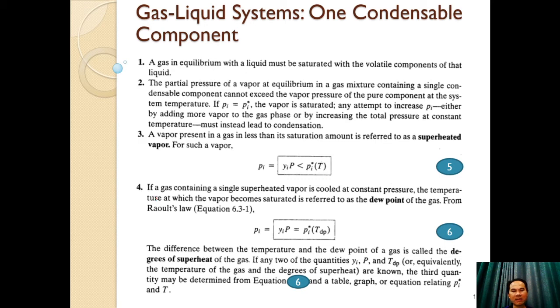Right? Okay. And if a gas containing a single superheated vapor is cooled at constant pressure, the temperature at which the vapor becomes saturated with liquid, we call this point the dew point of the gas. And this means the formula is Pi equals yi P equals Pi star. That's right for this case. Then we can calculate the difference between the temperature and the dew point of the gas. We call this the degree of superheat. That's it.